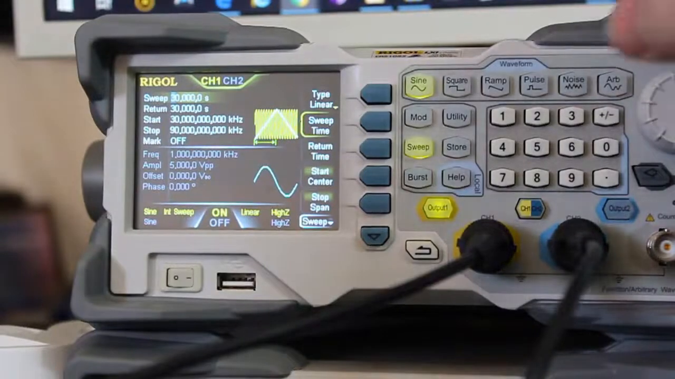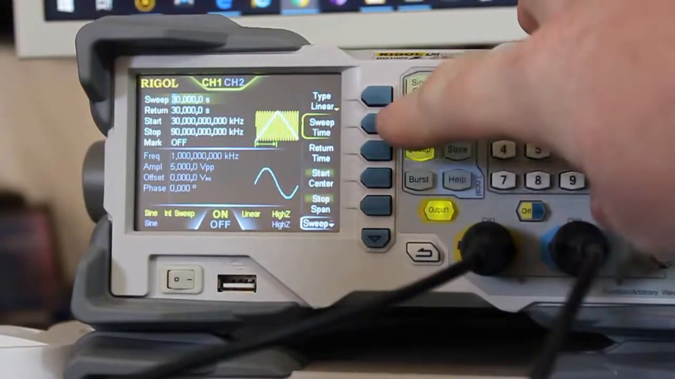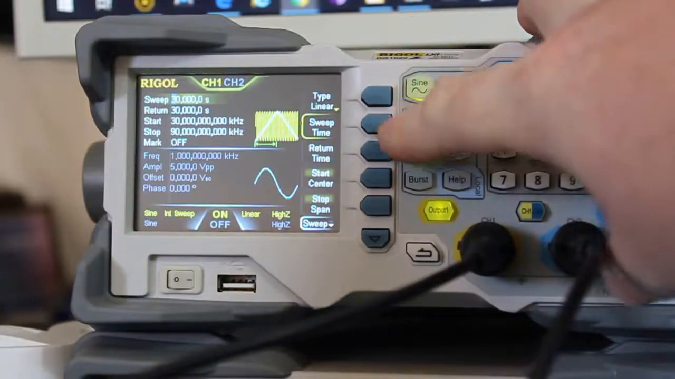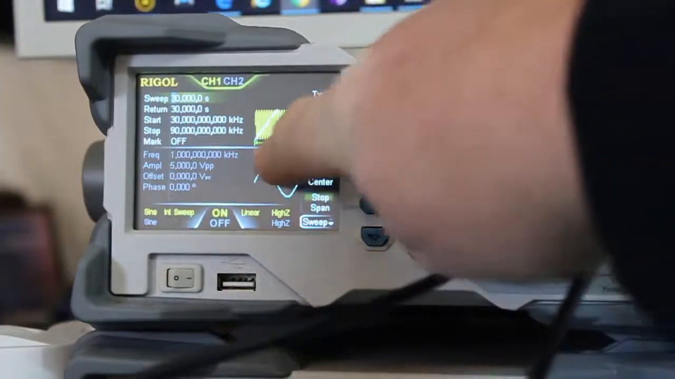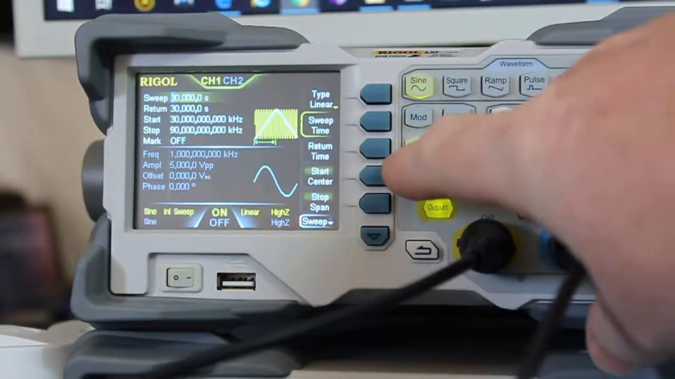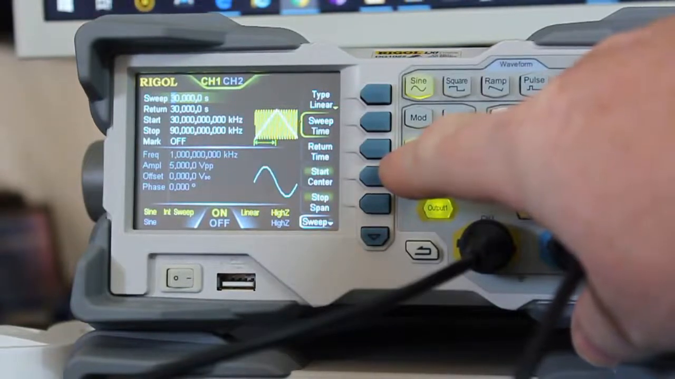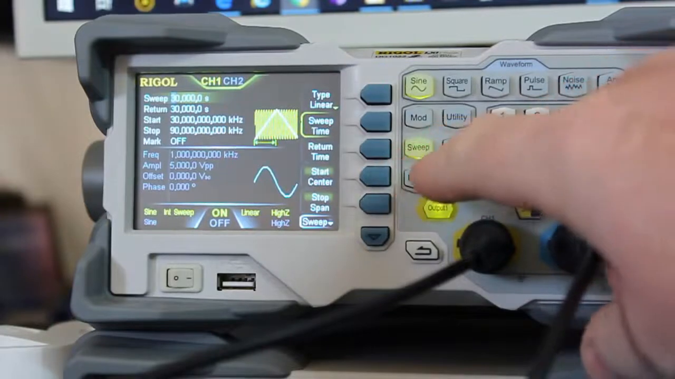Hey guys, I've set up just a quick sweep here. We've got 30 seconds as the start sweep time, 30 seconds return sweep time. So we have a triangular sweep going on. The start frequency is 30 kilohertz, stop frequency is 90 kilohertz.